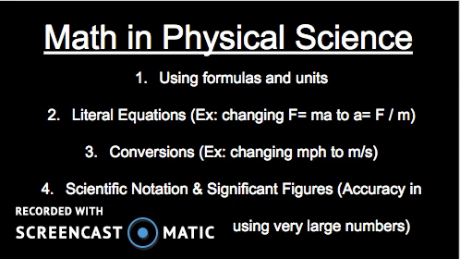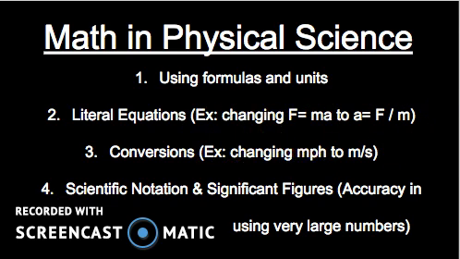Now let me show you what the math in physical science will include. We have four things. One is using formulas and units. Yes, there are formulas in physical science, and you'll need to be able to take the data or the measurements that you get from the science and be able to put them in the formulas with the right units. And sometimes units can mess you up, and it seems like a small thing, but we don't want it to mess you up. We want you to be able to put the units every single time and understand what this unit is and what that is. Which brings us to the next concept, something called literal equations.